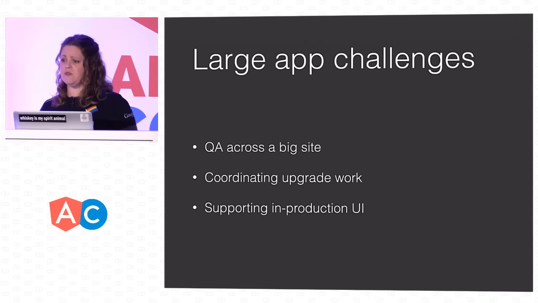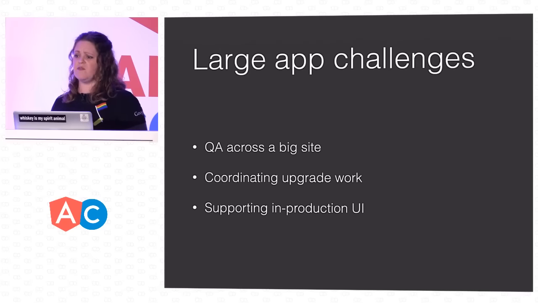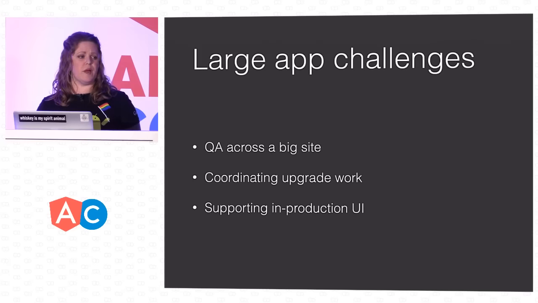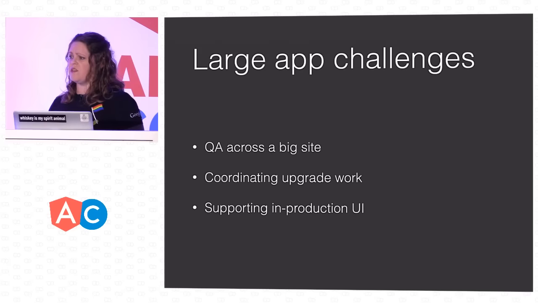Coordinating upgrade work can be difficult. I said that I didn't want an upgrade to be a single pull request. I particularly don't want that in this kind of environment because I don't want to fix everybody's code. So I would really like each team to be responsible for making sure that their part of the application works with a new version. And then, of course, we have an in-production UI to support, so we don't want to break things for our existing users.